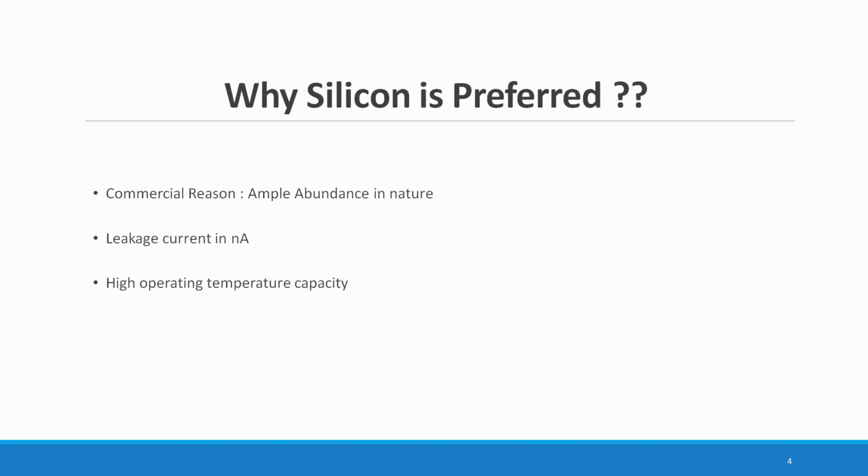So why is silicon preferred? First thing first, it's a commercial reason. Silicon can be extracted from SiO2, silica, which is abundant in nature. This is a commercial reason that silicon is preferred. Next, the most important and technical reason is that the leakage current is in the nanoampere. As I told, the leakage current is contributed by the minority charge carriers.